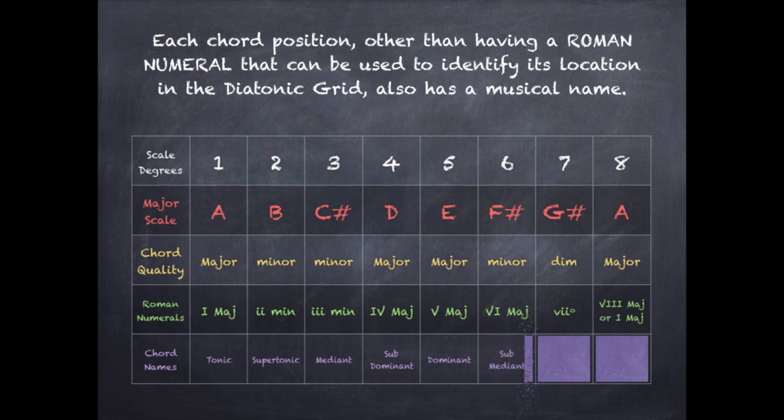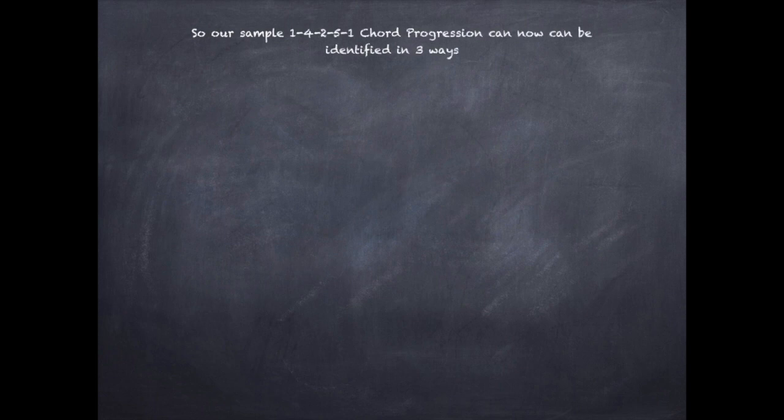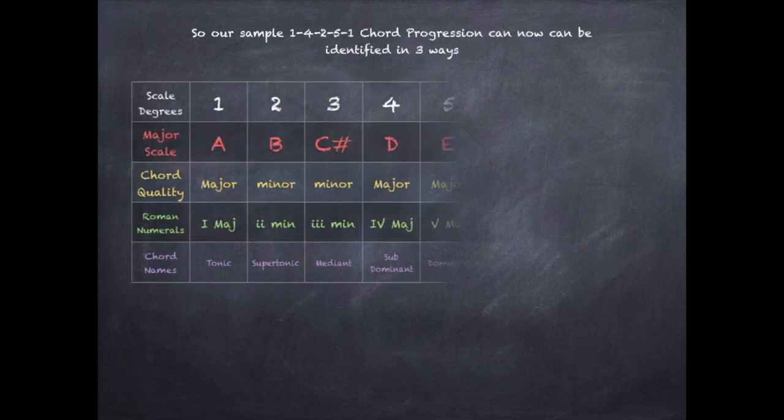Submediant is the chord name given to the chord in the sixth position, in this case F sharp minor. And leading is the chord name given to the chord in the seventh position, in this case G sharp diminished. When we get to the eighth position, it is once again called the tonic. So our sample 1-4-2-5-1 chord progression can now be identified in three ways.